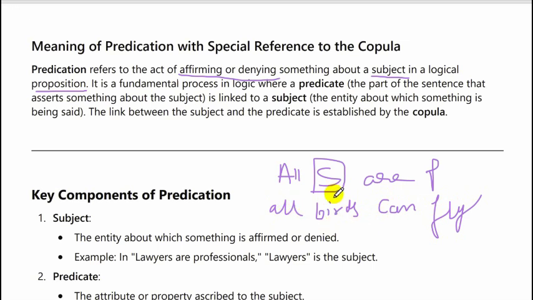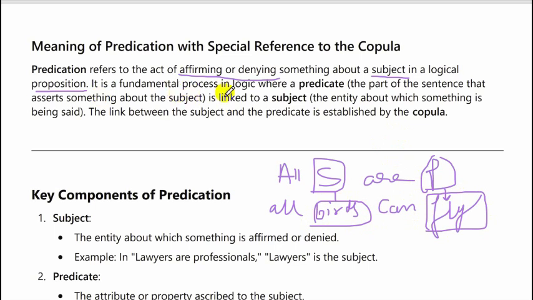So the subject is the bird. What does the predicate refer to? It affirms or denies something about a subject in a logical proposition. So, it can fly. It is affirming that birds can fly. So fly is the predicate.